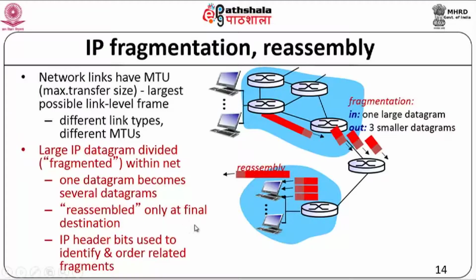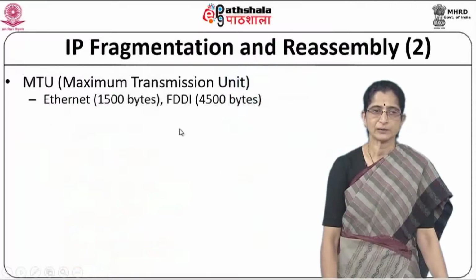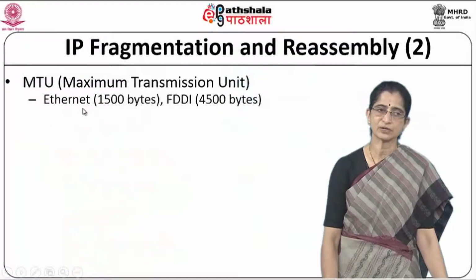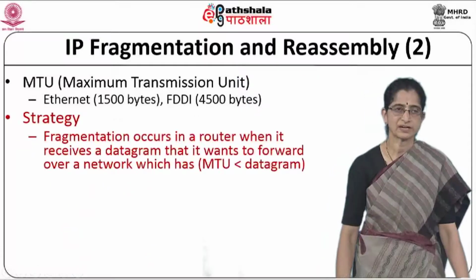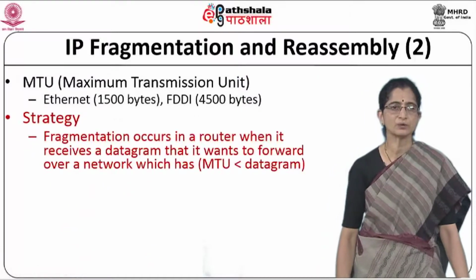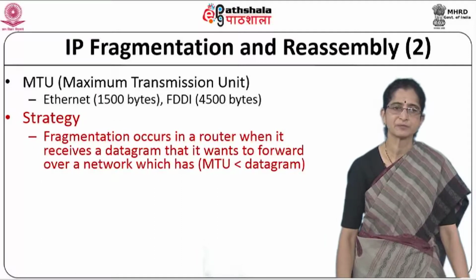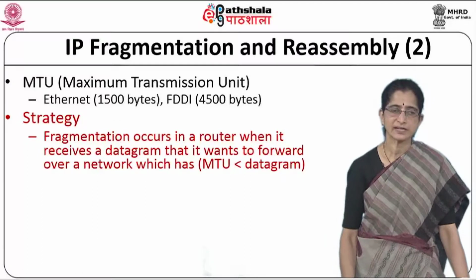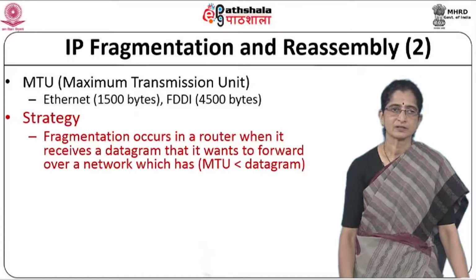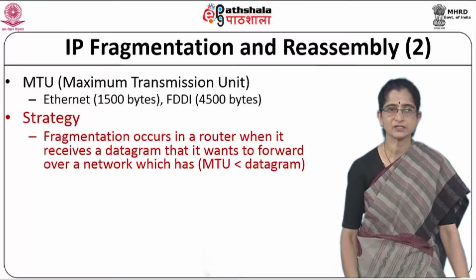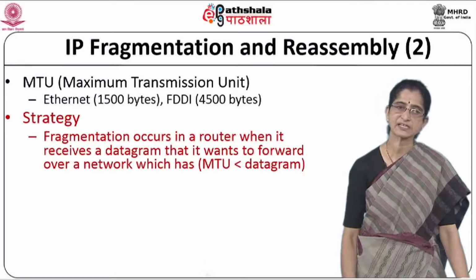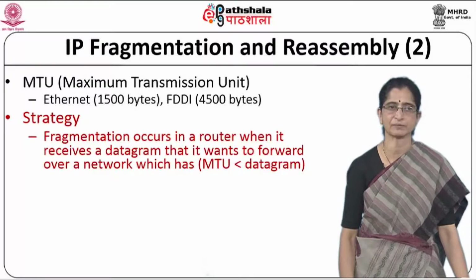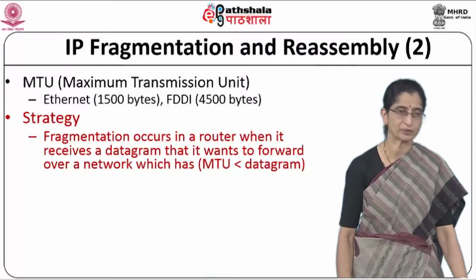This is a very important aspect of the IP protocol. As I said, the MTU can vary. Ethernet has 1500 bytes, FDDI has 4500 bytes and so on. The strategy that is used is the following. The router will check when a datagram arrives whether the size of the datagram is less than the size of the MTU. If it is less, it will be able to forward it. But if the datagram size is greater than the MTU, then it will have to fragment it. That is the point that we need to note here.